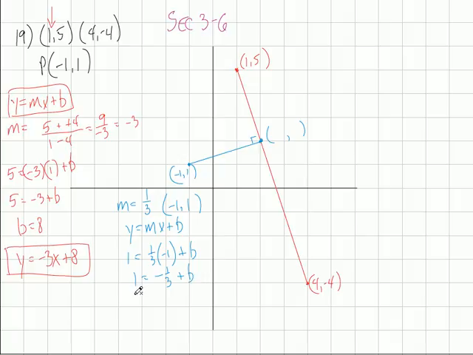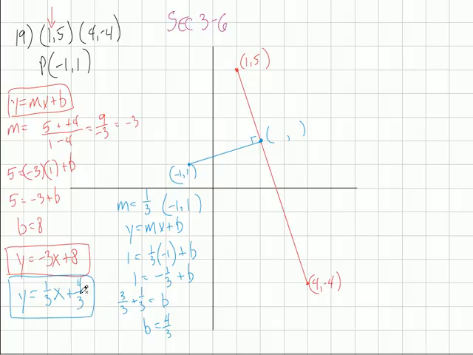Add a 1/3 to both sides. So 1 is 3 over 3, isn't it? If I add a third, what do I get? I get 4/3. So b equals 4/3. So let's write the equation down. It's going to be y equals the slope, 1/3 x, what? Plus 4/3. All right, and I'll put that in a little box.